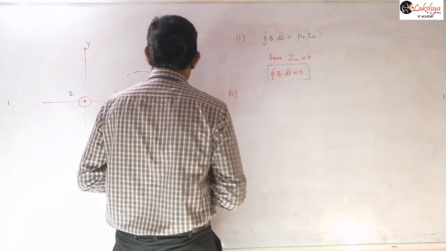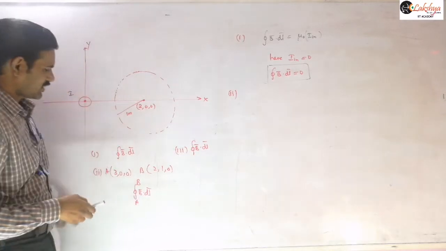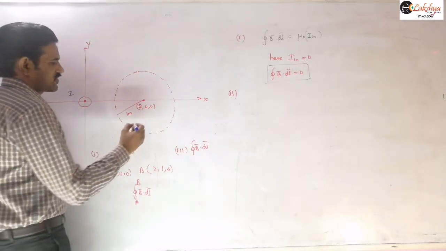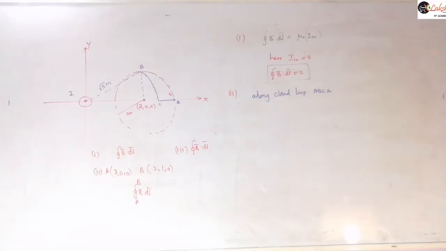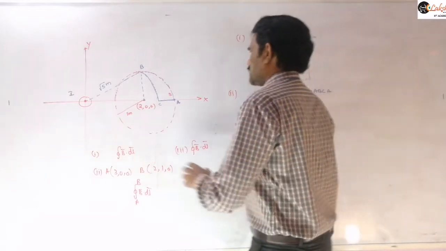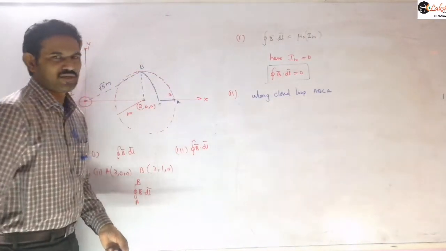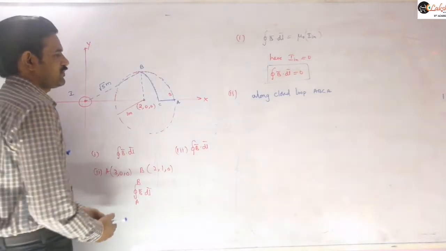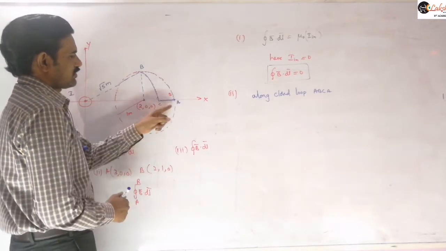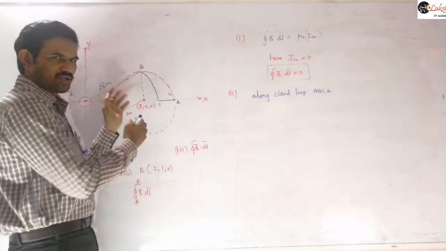So now let us take this second part, the second case. Now these are our points here. Next, let us see how to find this for points A and B. For that I am taking a closed loop ABCA here. So that closed loop I am taking like this. Now this is the point A and this is the point B. That is our required path here.